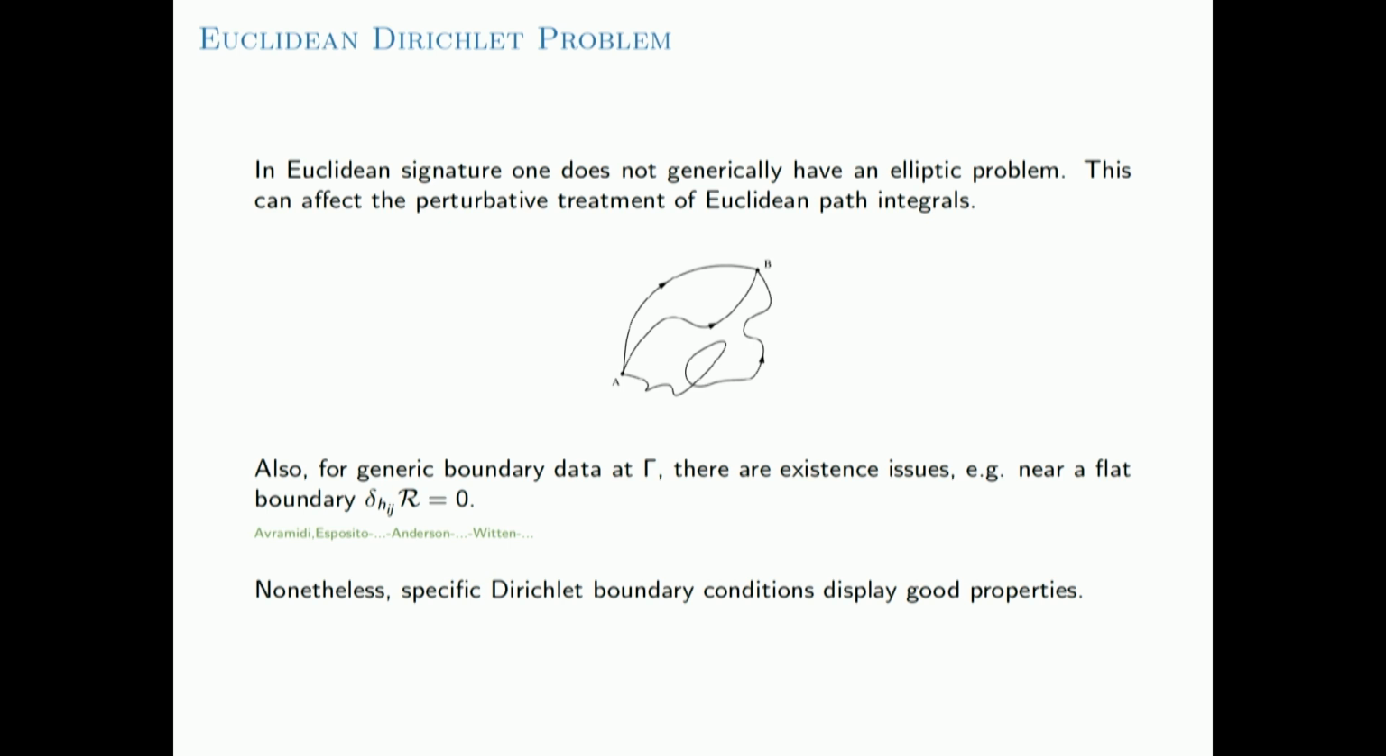Moreover, if you have a Euclidean boundary and you append it with some generic induced metric, in order for you to have a solution to the constraint equation projected on that hypersurface, the variation, say you're close to the flat metric, of the Ricci scalar, as shown in a nice paper of Anderson in 2008, has to have vanishing Ricci scalar. Nonetheless, I reemphasize, specific Dirichlet boundary conditions can and do display good properties.